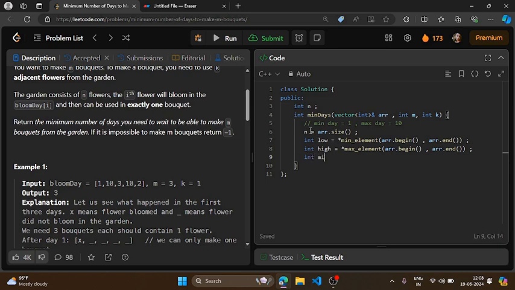Let us make a mid, and I will keep on finding the minimum possible day until my low is less than or equal to high, right? So here I will be calculating mid, which is equal to (low plus high) by 2.